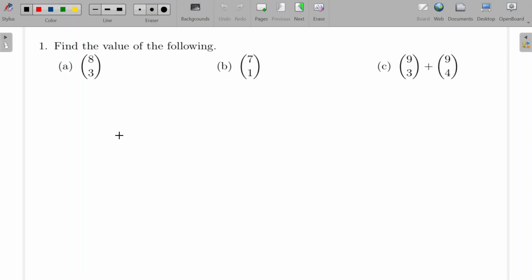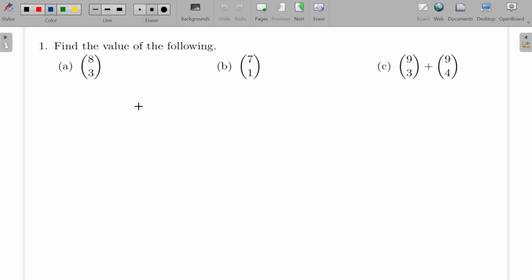So in today's class, we'll be solving questions under binomial expansion. Our first question of today says, find the value of the following. We have A, which is 8 combination 3. Then we have B, which is 7 combination 1. And we have C, which is 9 combination 3 plus 9 combination 4.